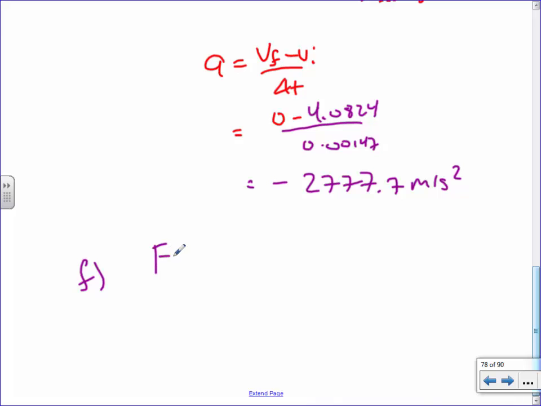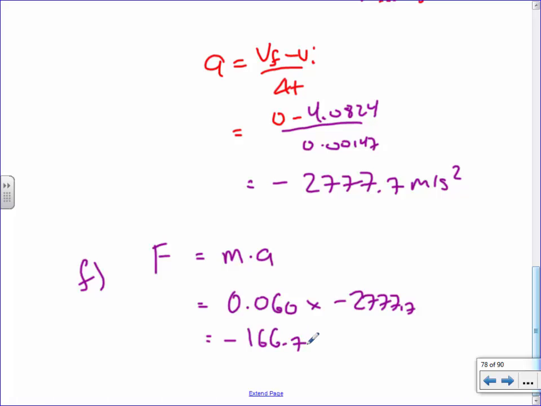So when I want to find force, there's actually 2 formulas for force. One of them is mass times acceleration. That's your basic force one, right? So it'll be 0.060 for mass times that negative 2777. That's pretty simple. I got a force of negative 166.7. Why is it negative?